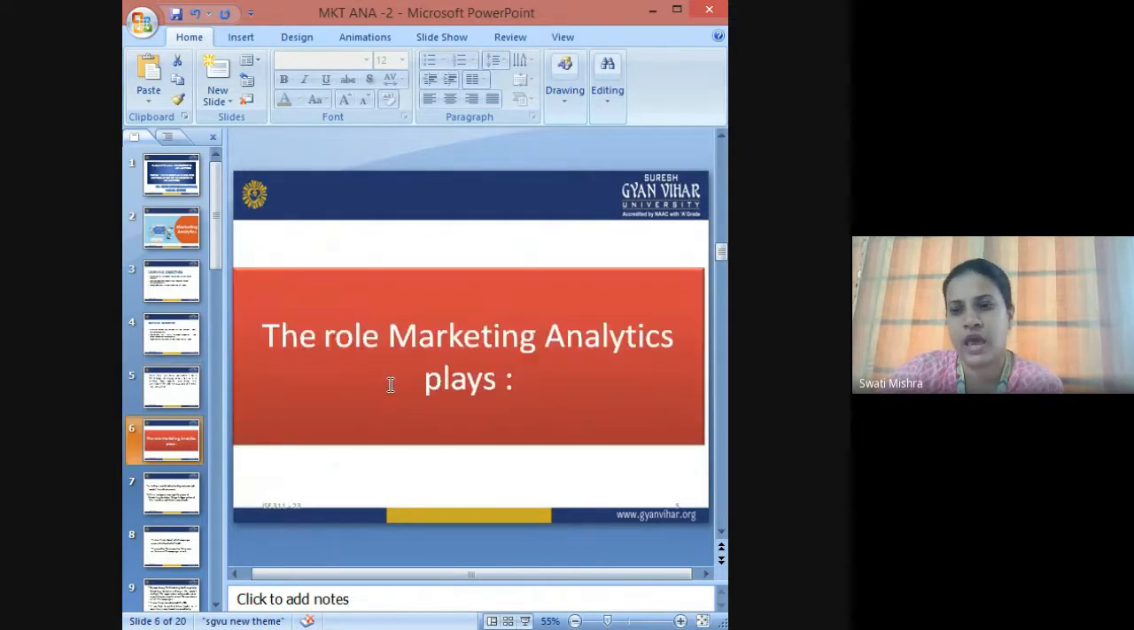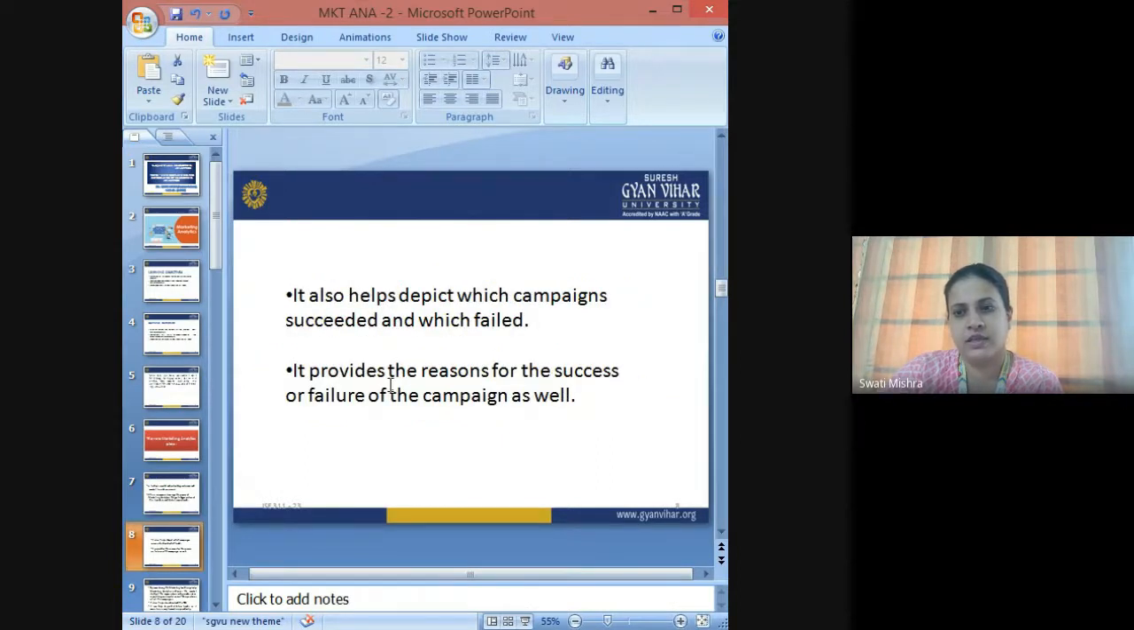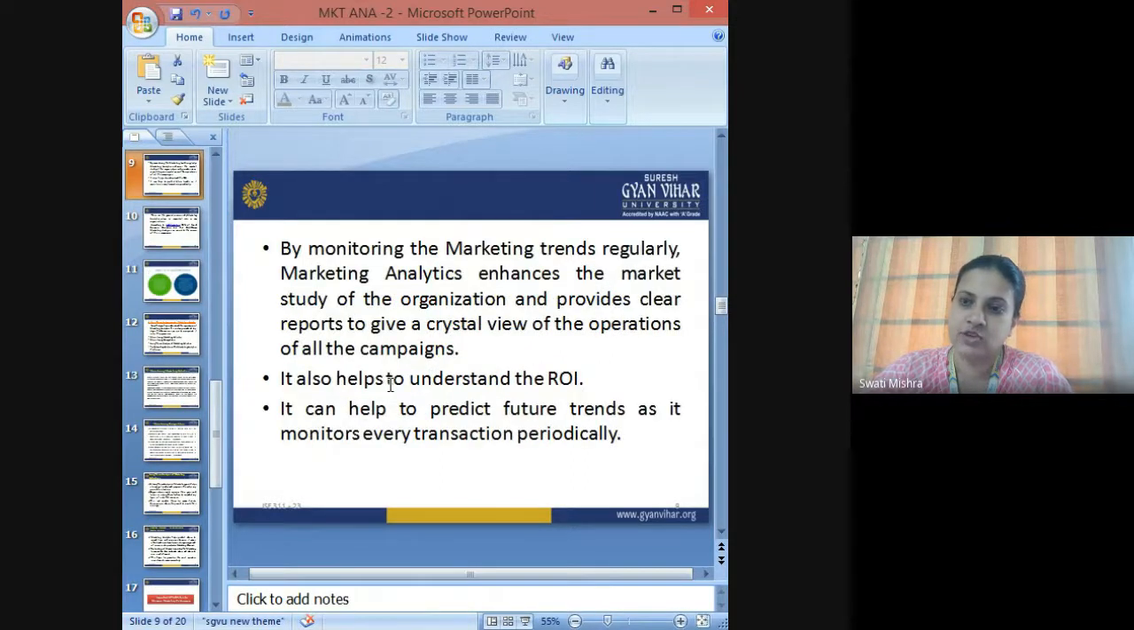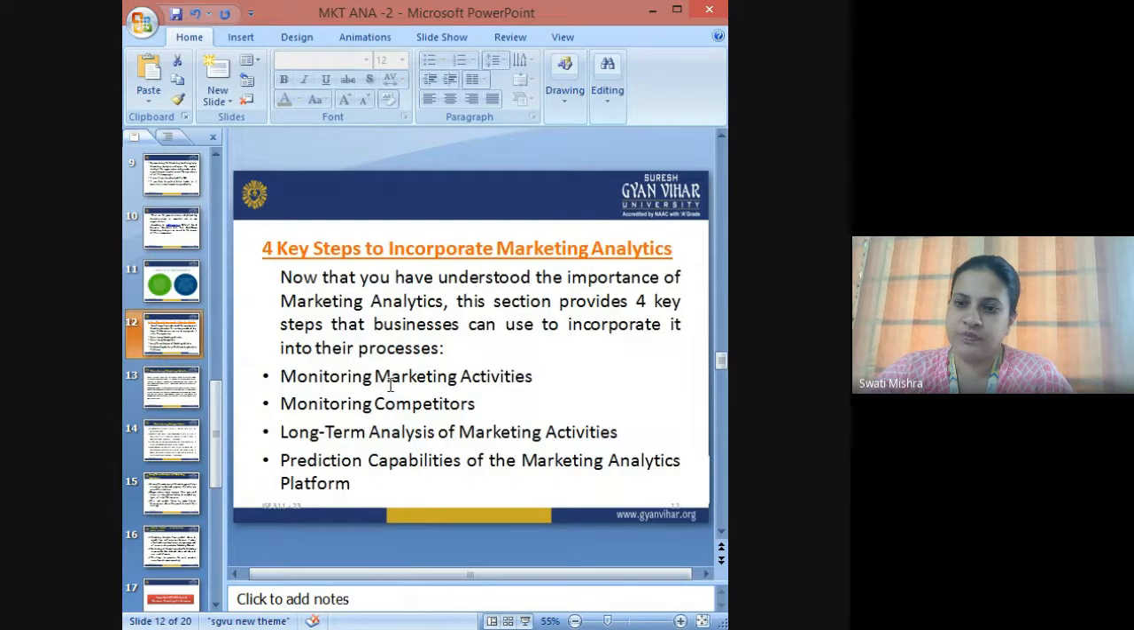So we have understood the role of marketing analytics in detail today. We went through the leverage power of marketing analytics, the power through which marketing analytics can actually tell you which campaign has been successful, which has not. Another important point is that it can trace the trends very regularly. And we went through some key steps to incorporate marketing analytics, wherein we understood the monitoring of marketing activities, monitoring of competitors, the long-term analysis of marketing activities, and the prediction capabilities of the marketing analytics platform.